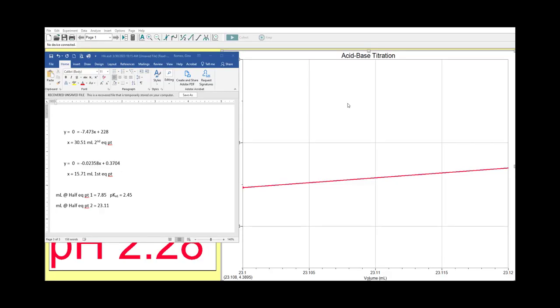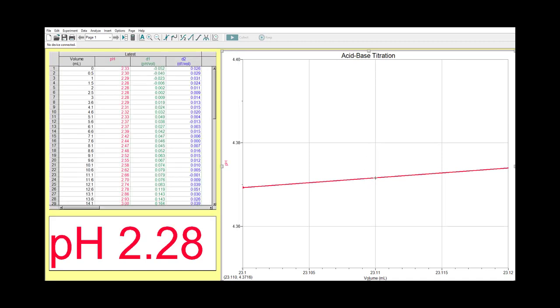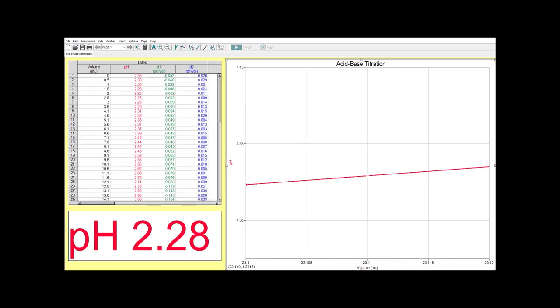So for the pH at half equivalence volume 2, 23.11, see we're right there, and our pH is 4.37, therefore our pKa2 is 4.37.